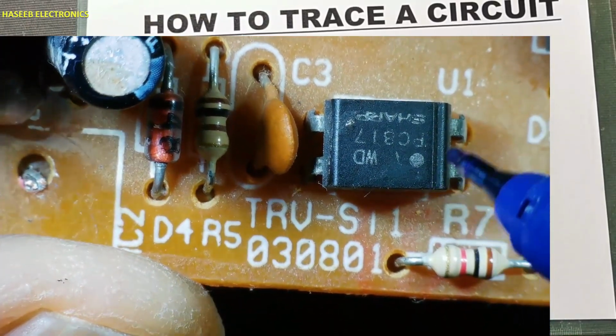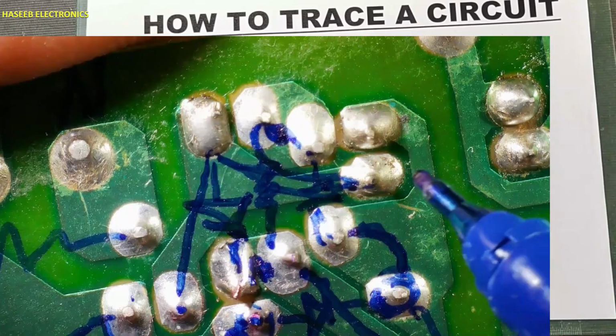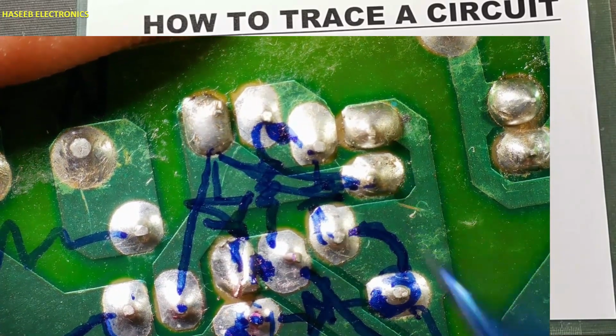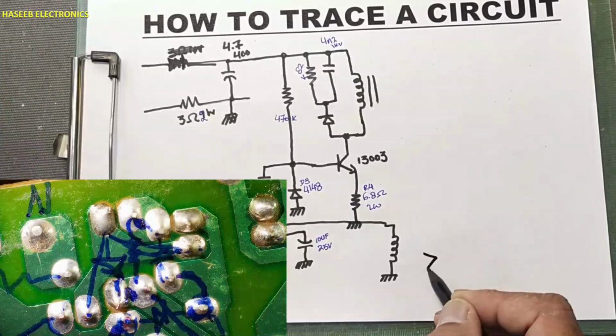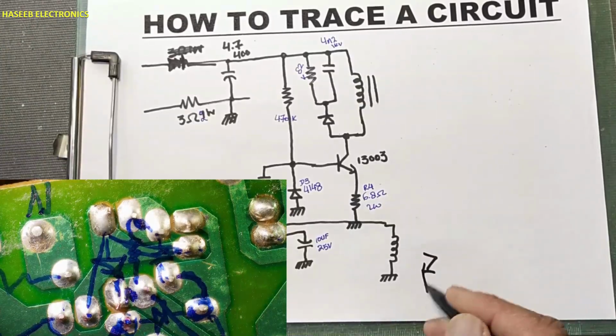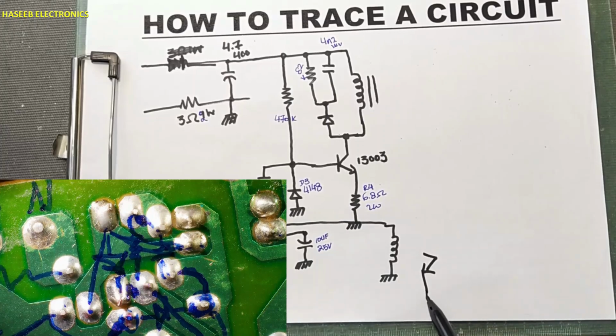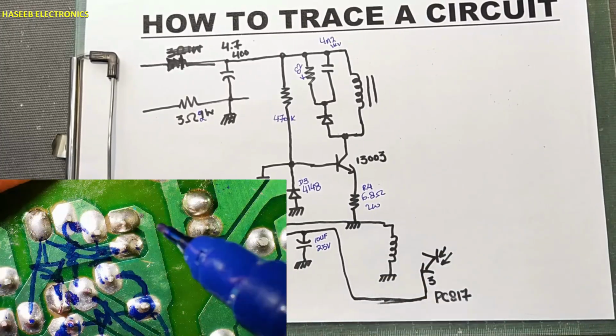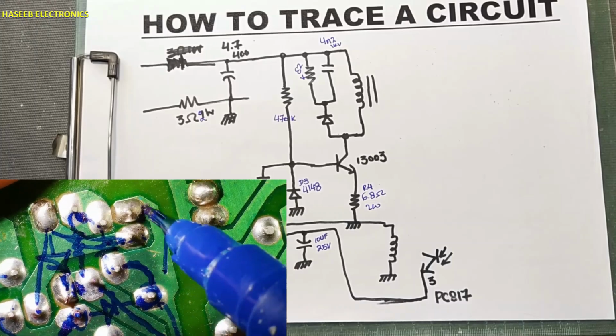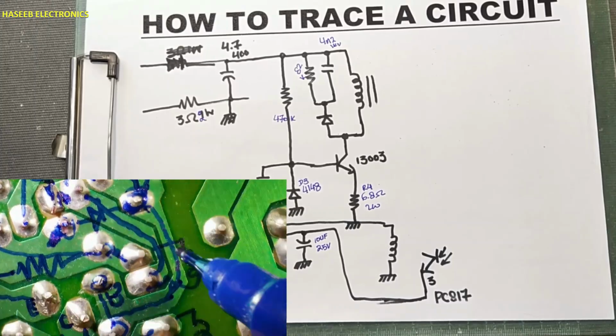Optocoupler pin 1, 2, 3, 4. Pin number 3 is emitter of the transistor. Collector is reaching to this point, that is going to base.